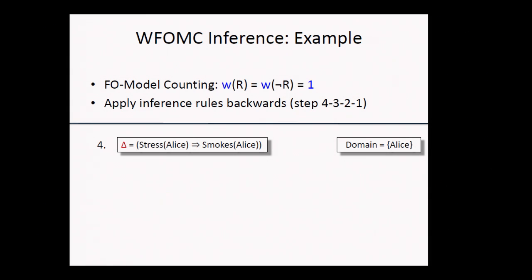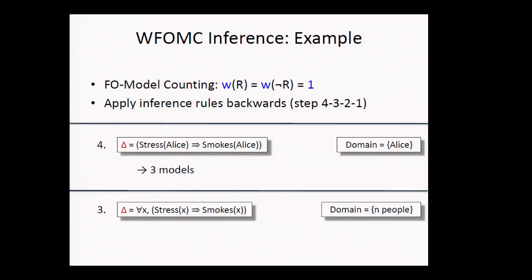So it looks exactly the same as what we had before, right? It looks like cloud and rain. And there are, again, two variables, whether Alice has stress and whether Alice smokes. And there are 4 joint assignments. And they're all models except for the one where Alice has stress and doesn't smoke, because that one violates the rule, right? So now what changes if instead of just Alice, we have n people in the world?